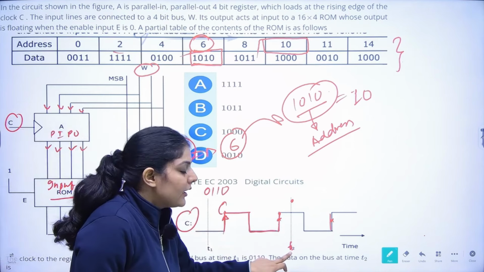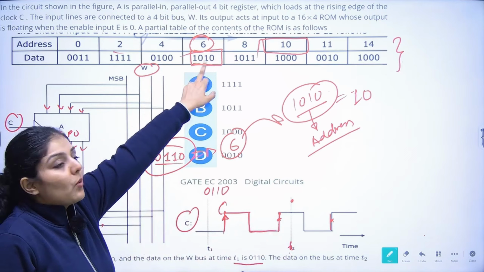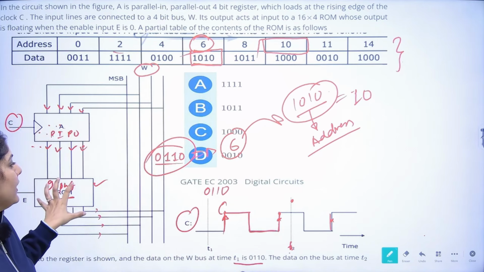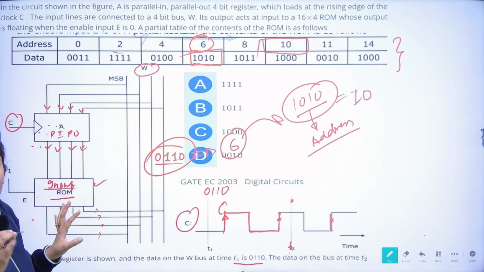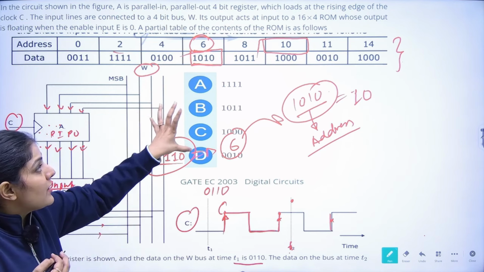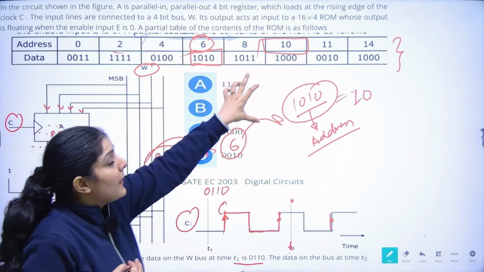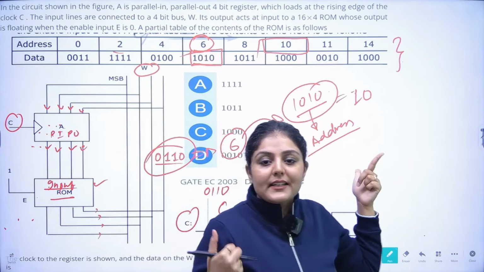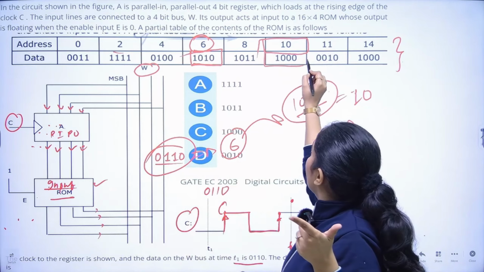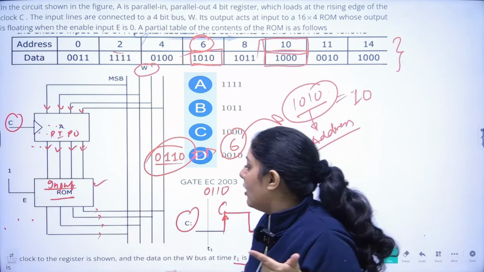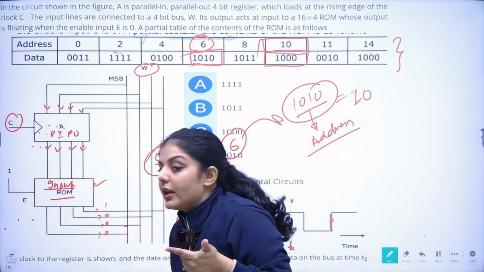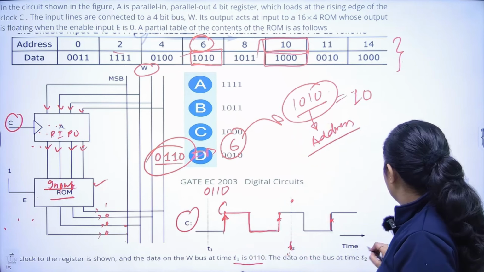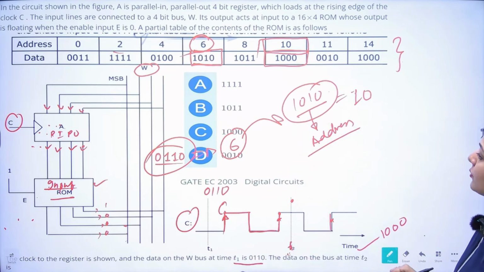Now what is happening in the T2 cycle? At T2 this 1010 will become the new address because it is now stored in this PIPO and it will be given to the input of ROM. So 1010 address will be the input to the ROM. At this address, which is equal to decimal 10, we have the data 1000. So now the output will be 1000. So data inside the bus at T2 will be equal to 1000.